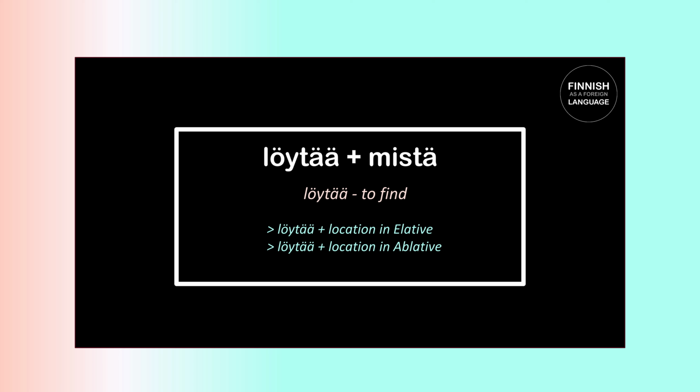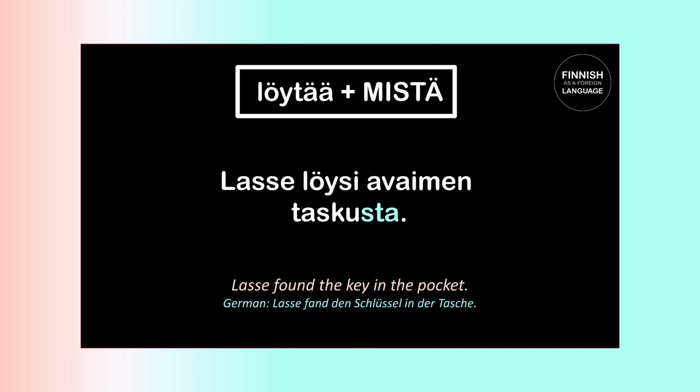Here's our first example. Lasse löysi avaimen taskusta means Lasse found the key in the pocket. So löysi is the third person singular past tense of the verb löytää, which means to find. Avaimen means key, and it's standing here in the genitive case, followed by taskusta, which is the elative case of tasku, which means pocket. So in English we say Lasse found the key in the pocket. However, the structure in Finnish is that Lasse found the key from the pocket. So here we have to think differently. Let's repeat. Lasse löysi avaimen taskusta. Lasse found the key in the pocket.